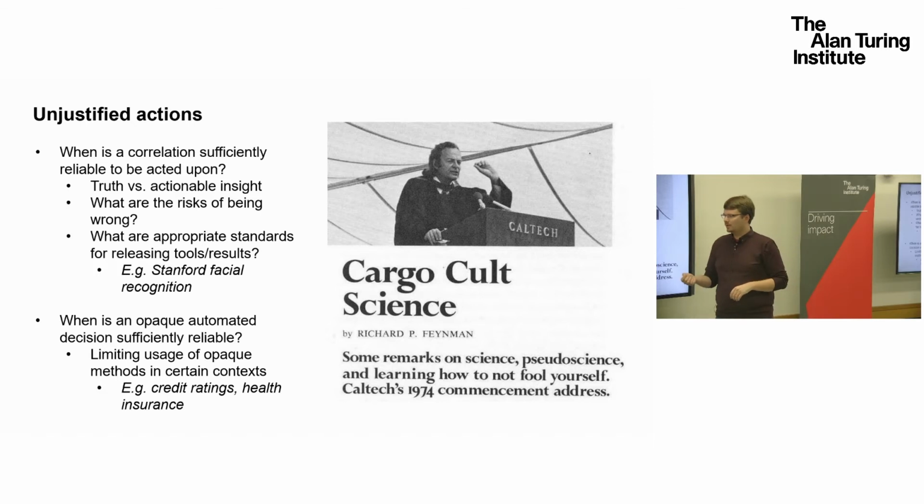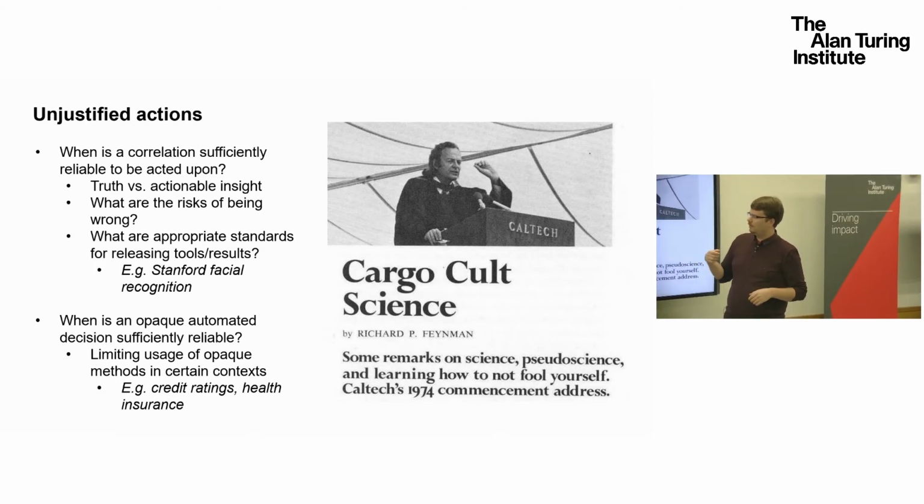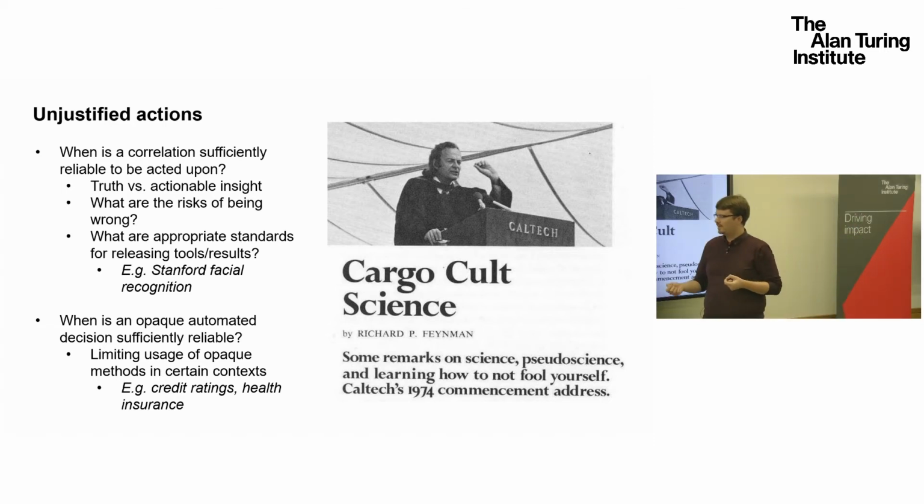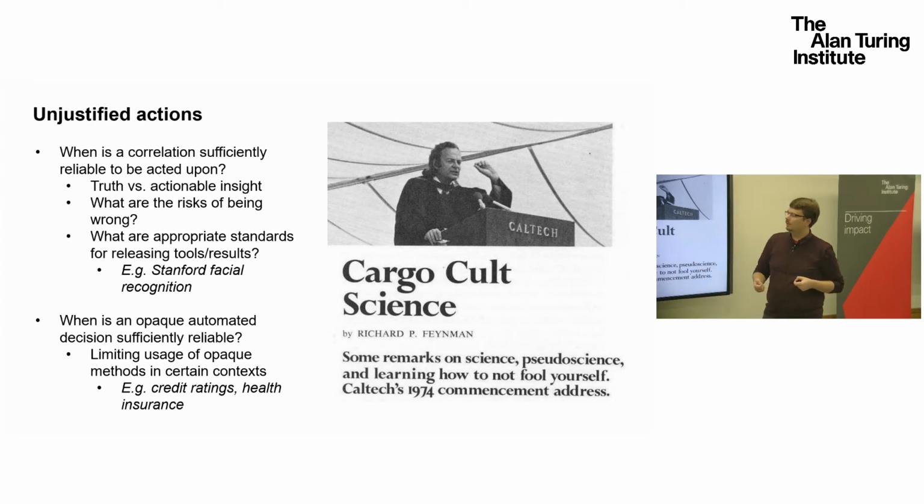And a related question is that when you have an opaque automated decision, so when you have a decision where humans essentially can't follow the logic of the decision making, in the case of a neural net producing a recommendation or a classification, when you're working with that type of system, in what context is it actually okay to use those systems? So for example, should there be consideration given to limiting the usage of highly opaque methods in high-risk contexts?